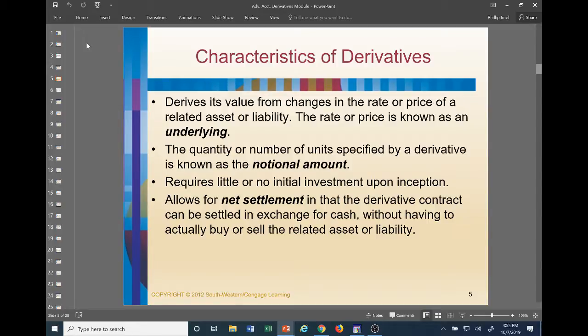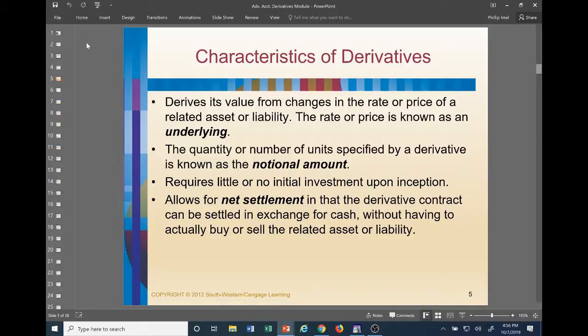Now, typically, a derivative is going to require little or no initial investment because it's an investment in a change in a value traceable to an underlying, rather than an actual investment in the actual asset or liability to which the underlying relates. So we're not actually buying the asset or the liability. We're just investing in the change in that asset and liability over time. So that's the main difference here. Not actually buying the asset or liability. We're just buying the actual change in that asset or liability.